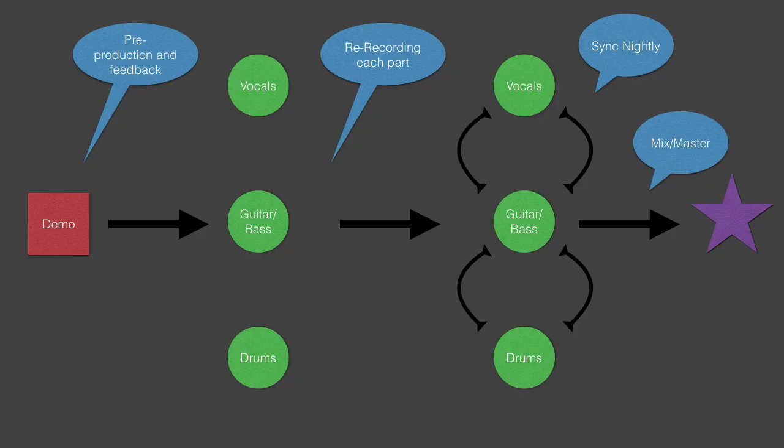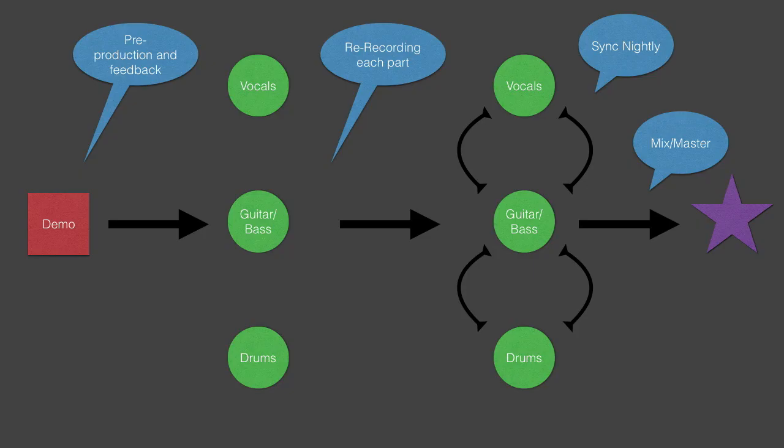So then we go into reiteration mode where you're just syncing all your changes. Every time you make a change, you sync it to all the other sessions. There's really no automatic way of doing it. We just pretty much do it manually. We'll just bounce out the audio and then trade the files.